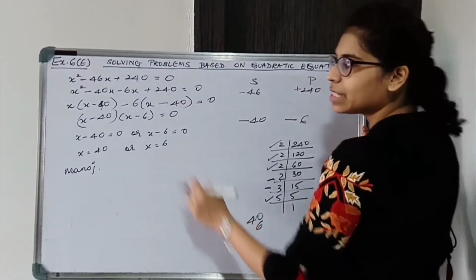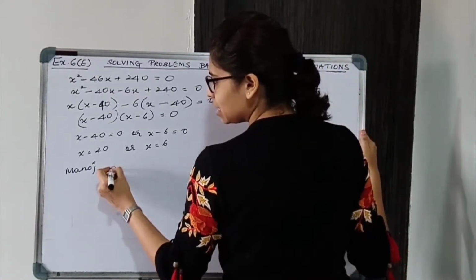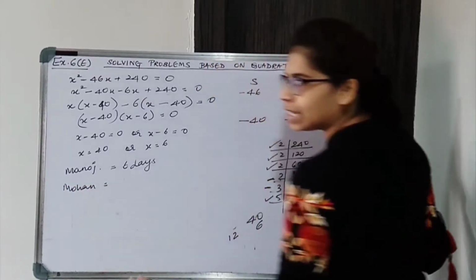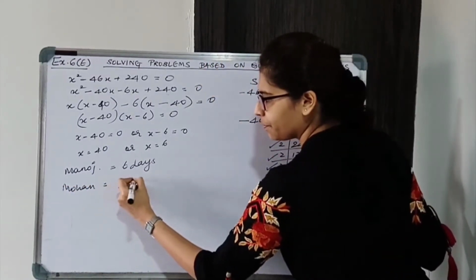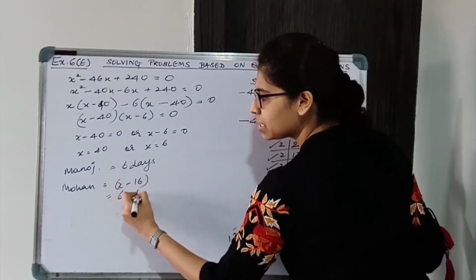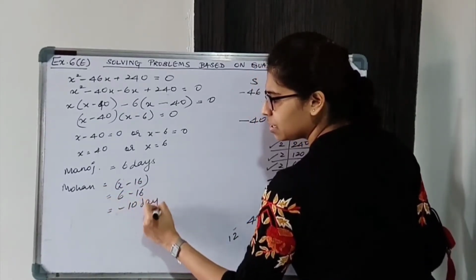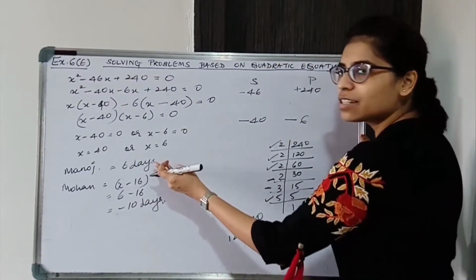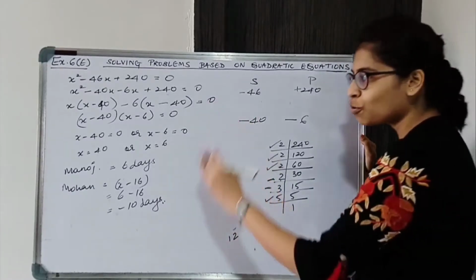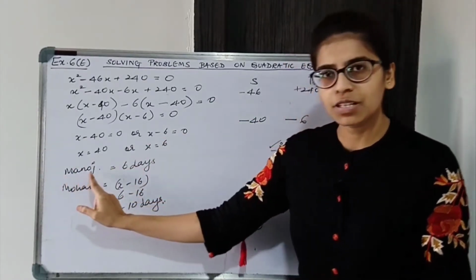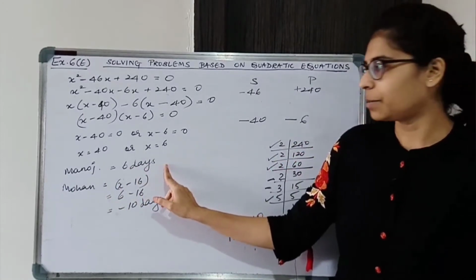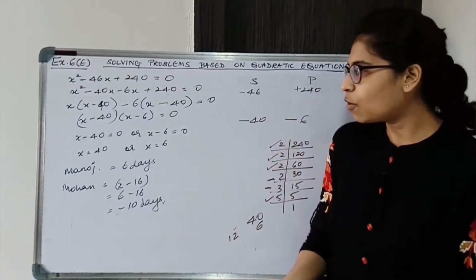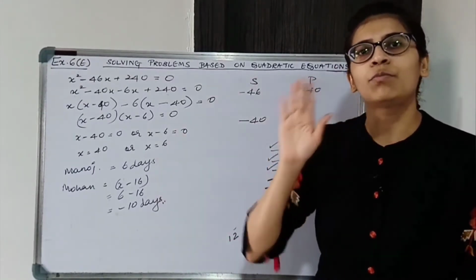So if you take x equal to 6, if he takes 6 days, how many days will Mohan take? He takes 16 days less. So that will be 6 minus 16, minus 10 days. Is this possible? No. So this is not a possibility. So just show, if Manoj is taking 6 days to finish a work, then Mohan will take minus 10 days, which is not possible. So therefore x equal to 6 is not a possibility.